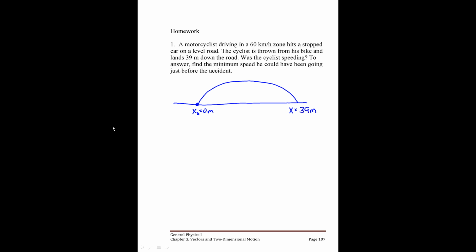Now, there is one other thing that I can assume, and that is in order to find the minimum speed, that means that we want to find what speed will give him this maximum range. In order to get maximum range, this angle for his initial launch has to be equal to 45 degrees. All right, because that gives us our maximum range, and so the minimum speed will get him to this 39 meters. So I can assume that, and then I also know my acceleration in both directions. AY is minus 9.8, and AX is 0. But otherwise, that's all I know.